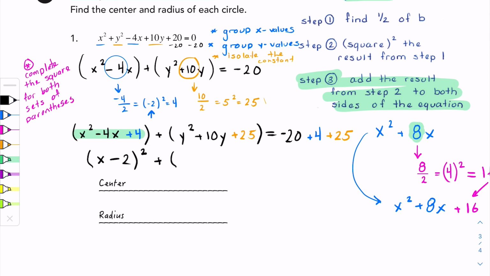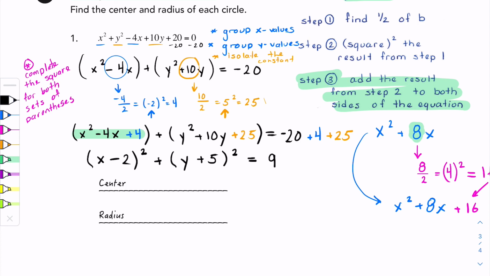plus the second set of parentheses, I need the number that multiplies to 25 and adds to 10. It's going to be this number here. So my second set of parentheses is going to be y plus 5 in parentheses squared. On the right side of the equal sign, when I add these three terms together, I have negative 20 plus 4 plus 25. That's going to give me 9.